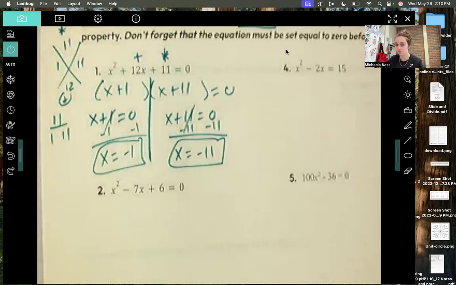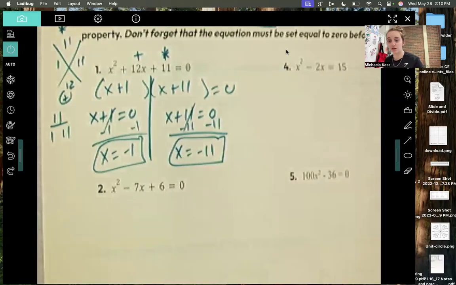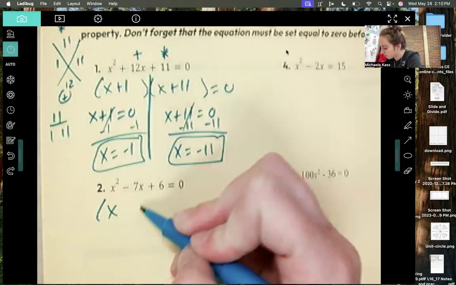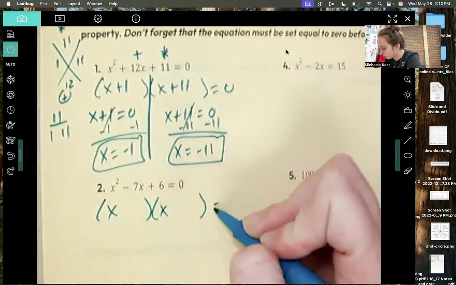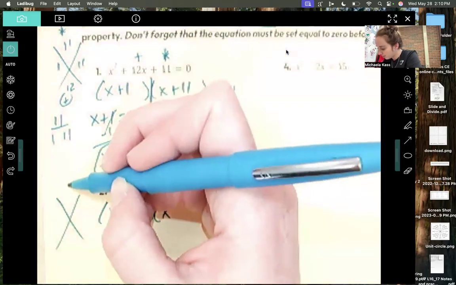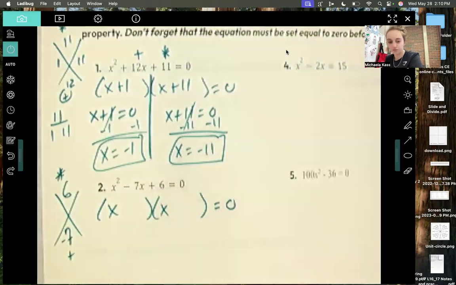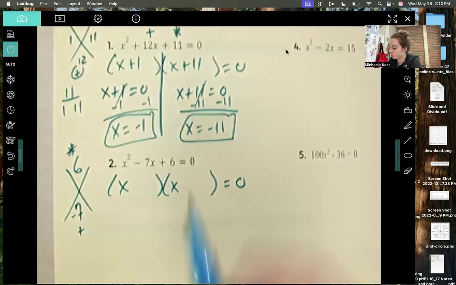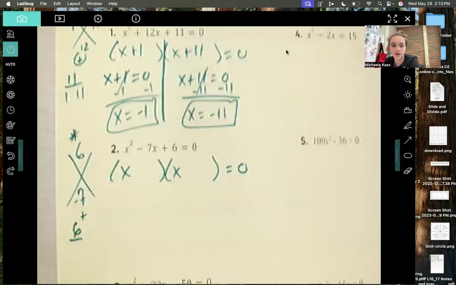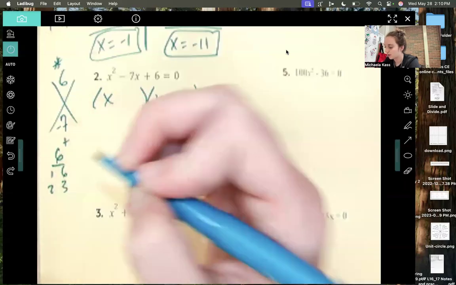Same kind of method here. There are three terms, there's no number out front, so you can do the X method again. So x, parenthesis, x, parenthesis equals 0. We're finding the two numbers that are going to multiply to give me the top, but add to give me the bottom. First I'm going to start with the factors of 6. Factors of 6 are 1 and 6, and 2 and 3.